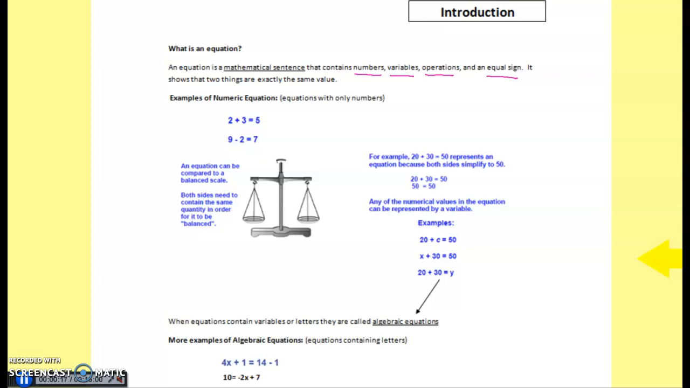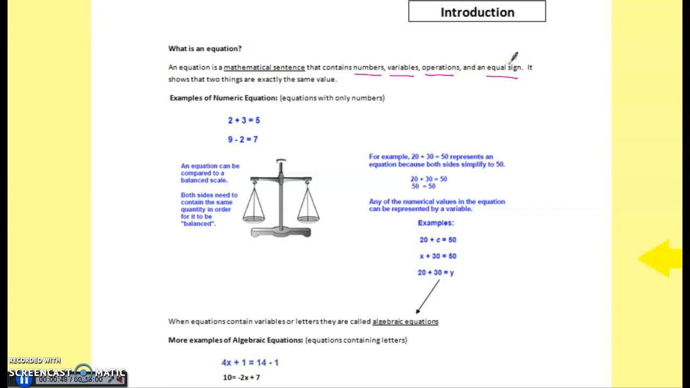What is an equation? We just spent an entire unit on expressions, which were kind of math phrases, right? An equation is what I like to refer to as a mathematical sentence. It's going to contain numbers, sometimes variables, but it's definitely a possibility. Operations are definitely going to be there, and most importantly, the characteristic of an equation is that it has an equal sign. If it doesn't have an equal sign, it's not an equation. So that's usually the characteristic we look for first to make sure that it's an equation.